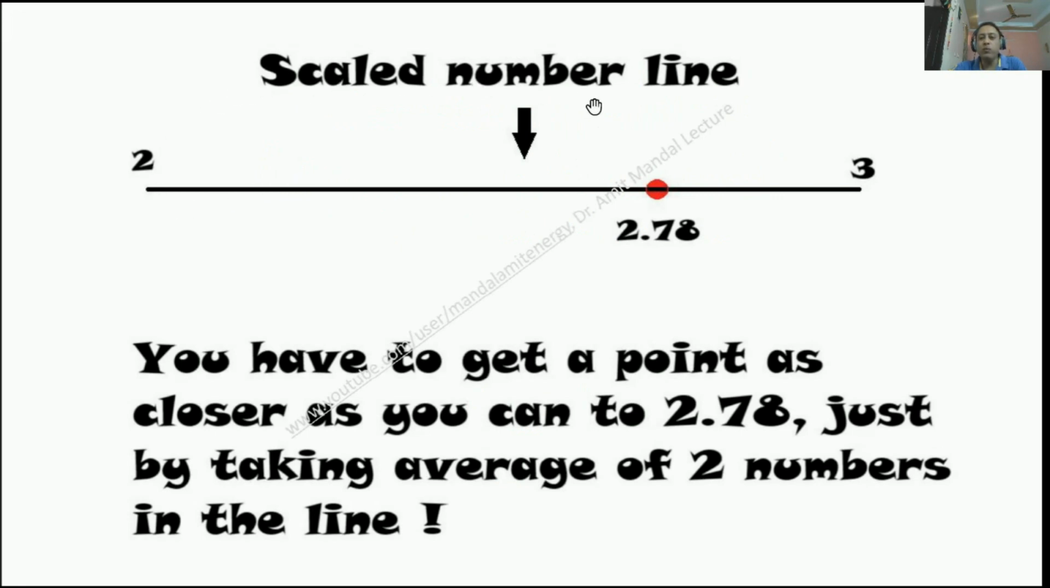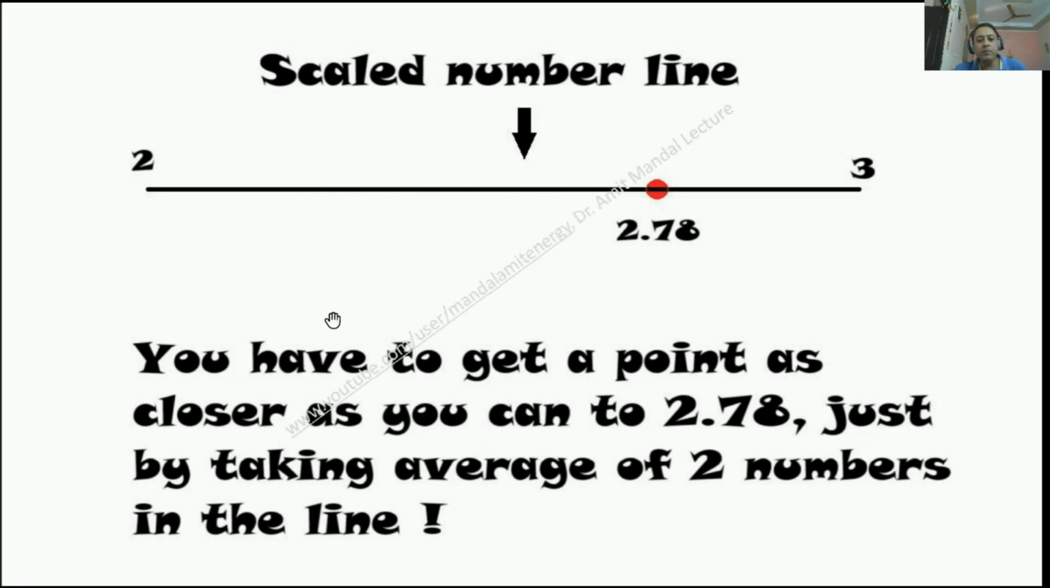First of all, we have to play a small game before learning the bisection method. Suppose there is a scaled number line, and the two ends are marked as 2 and 3, means there is a regular division in this number line. If I ask you where the number 2.5 is, it will be exactly in the middle, 2 plus 3 by 2. And suppose I am choosing a number 2.78 on this number line.